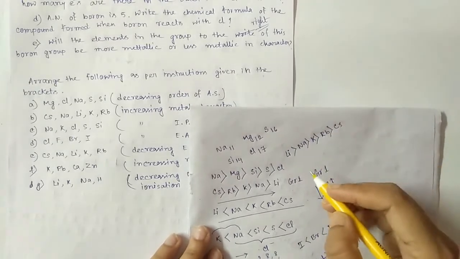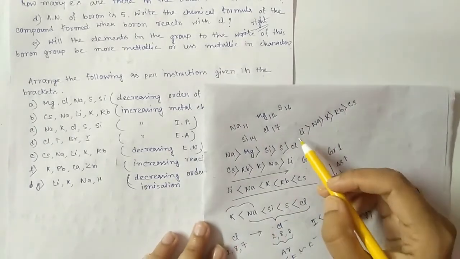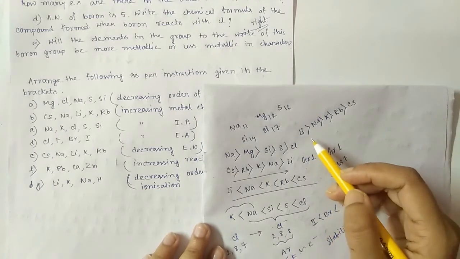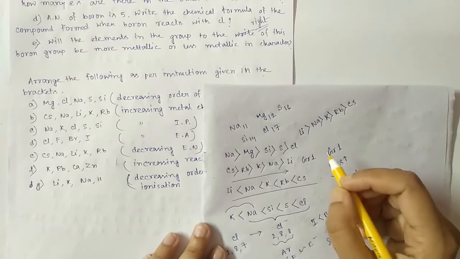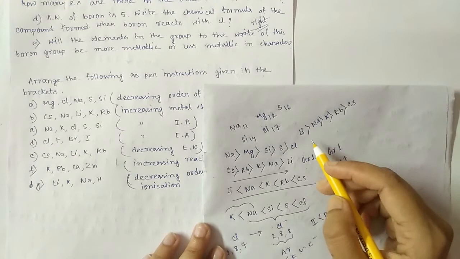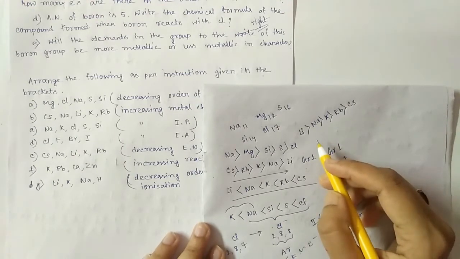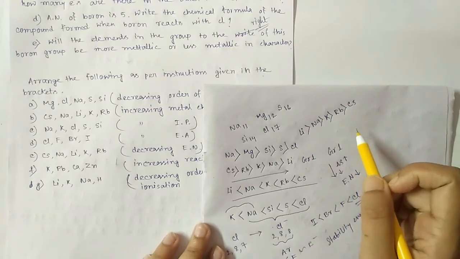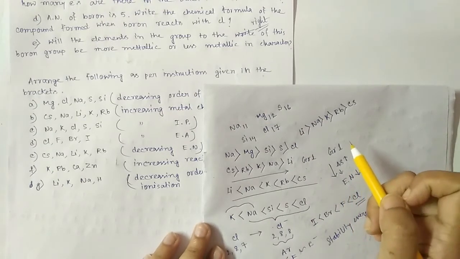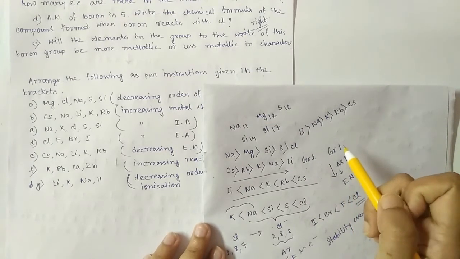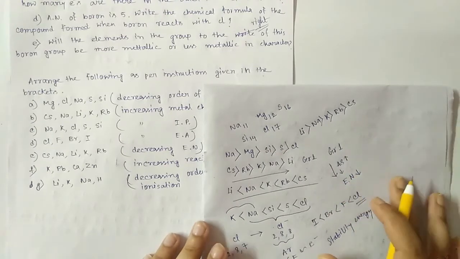Here lithium will have greater electronegativity because of its smaller atomic size than the other elements of the group. I hope you all know their atomic numbers. If you don't know, please keep the periodic table in front of you and then watch the video.